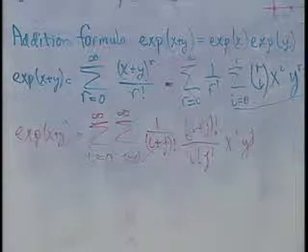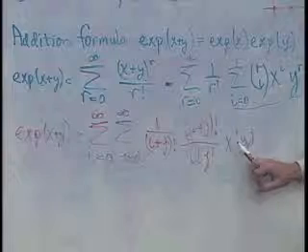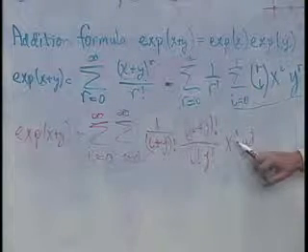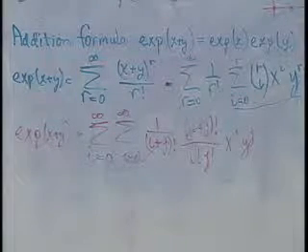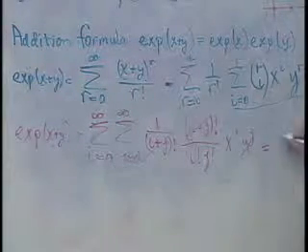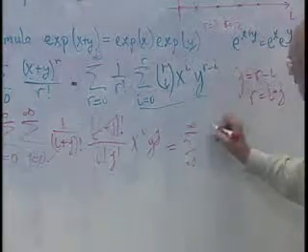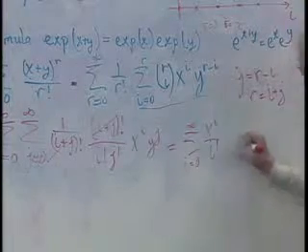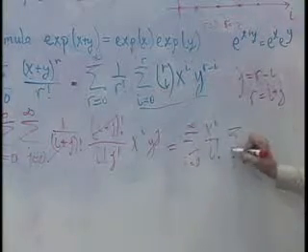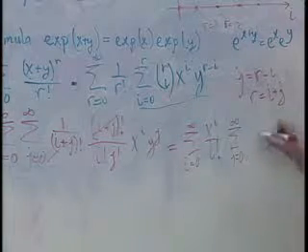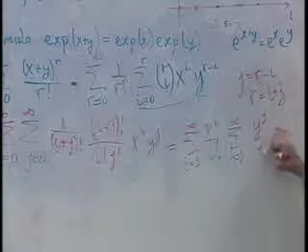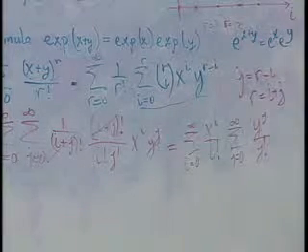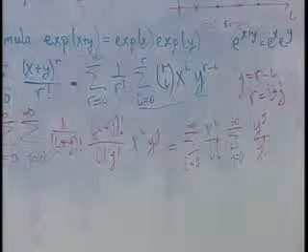Wonderful. This cancels. So now the thing we're summing is a product of two terms, one of which involves only i and the other of which involves only j. And so I can write this as the sum from i equals 0 to infinity of x to the i over i factorial, multiplied by the sum from j equals 0 to infinity of y to the j over j factorial.